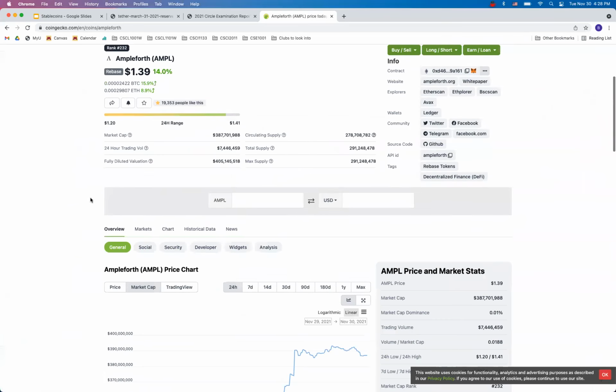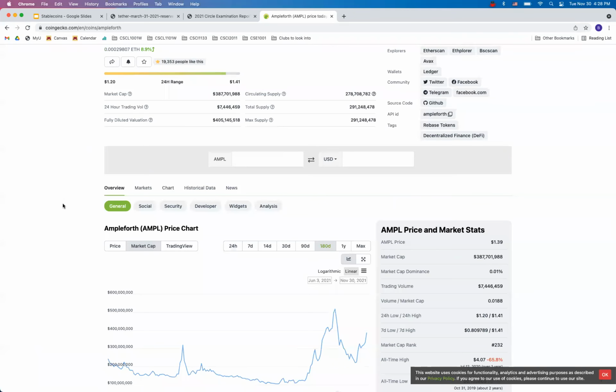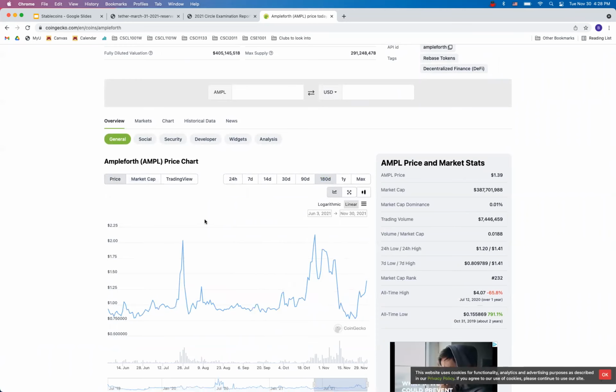Right now they're at $1.39. That's not good. I mean, it's okay because it's algorithmically stable. So the rebases will adjust and your balance will basically remain the same in dollars. Can you see the prices? Oh, oops, sorry. That's a very good point. So yeah, it's a little bit volatile.